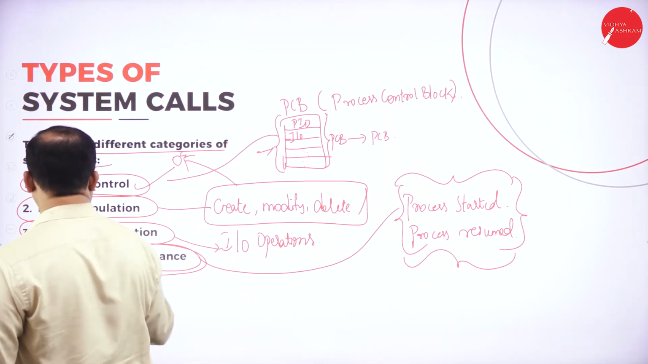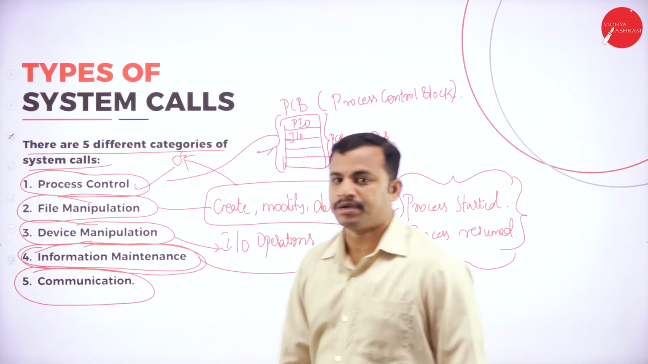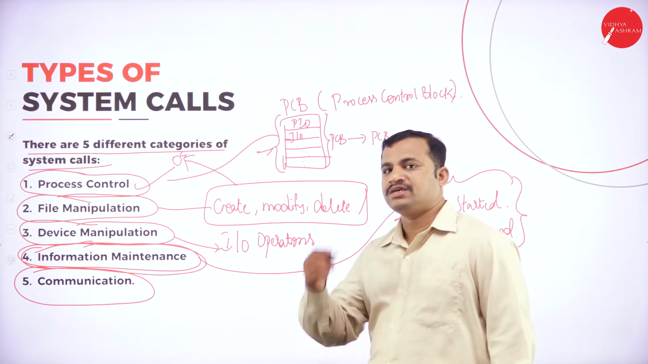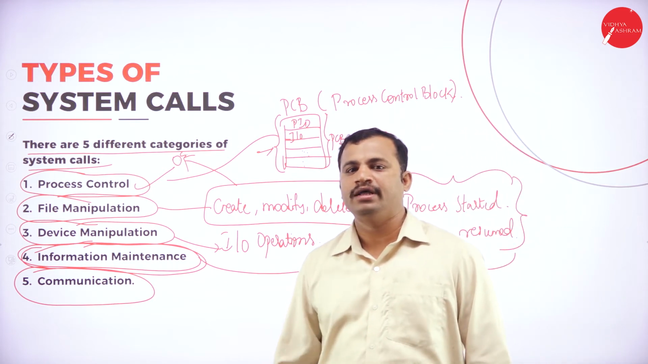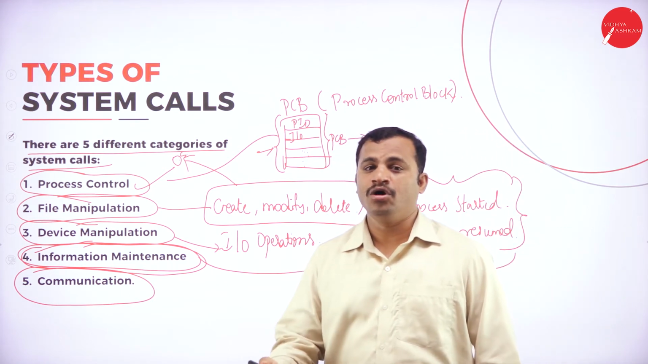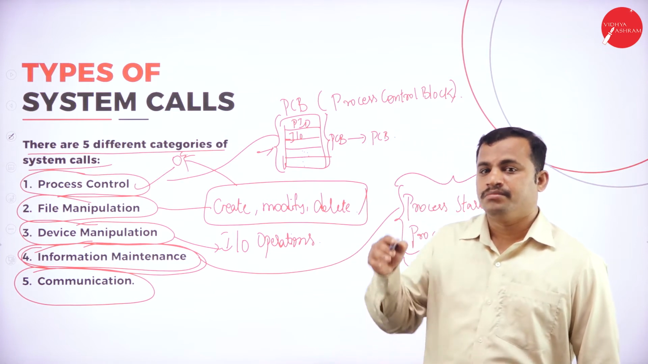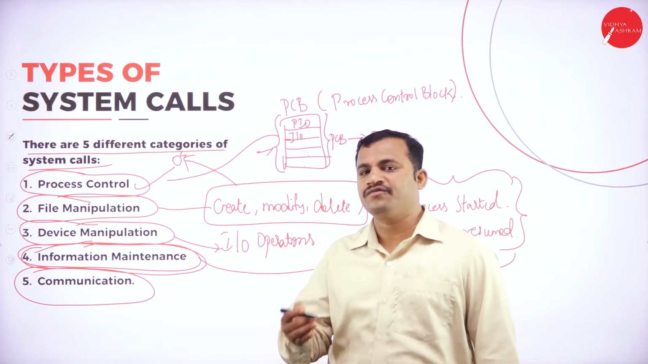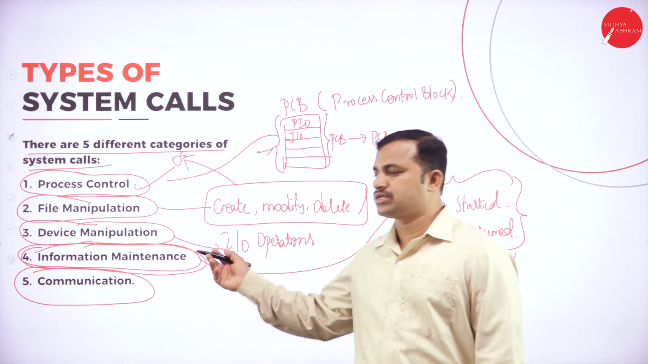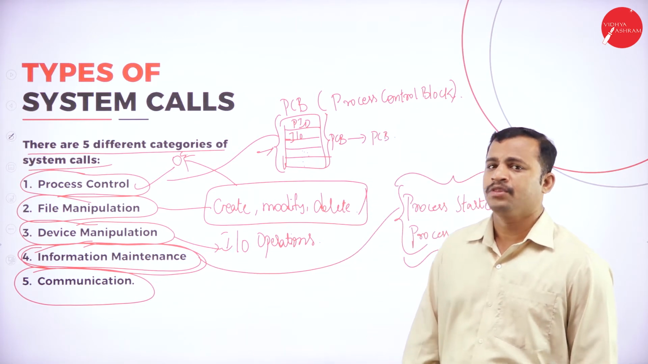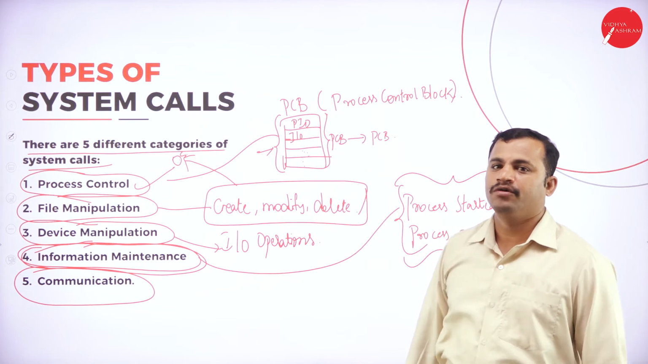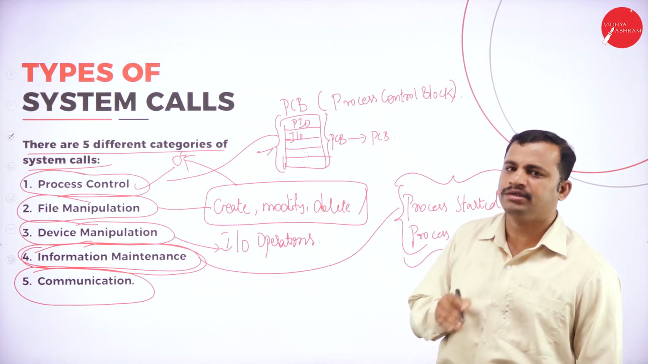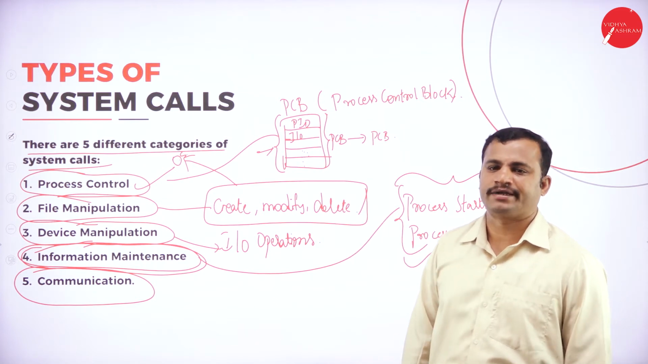Then we have communication. The communication is already explained to you. That is, if there are any networks like local area network, wide area network, metropolitan area network, personal area network, all those networks are used to communicate one computer with another computer. So this communication is also handled by the operating system. Suppose any file is to be transferred from one computer to another computer, then the operating system is the one which is responsible for that.